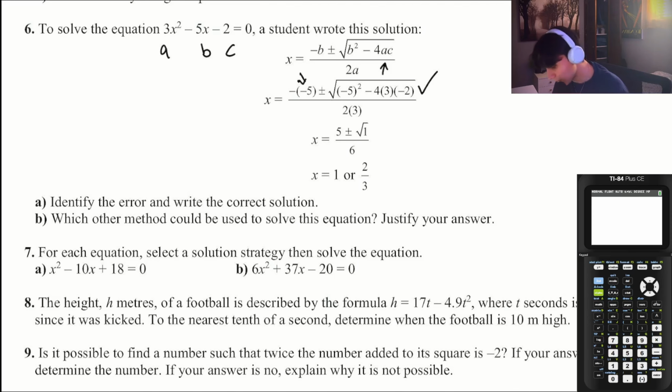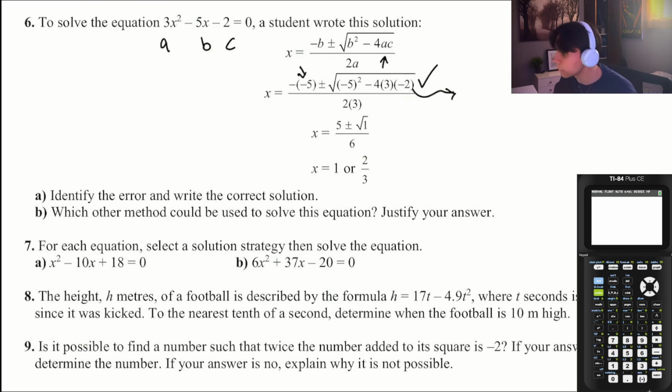So let's see where they went wrong. I think it might be in this step here. So they simplified the 5 correctly, simplified the denominator correctly, but did they simplify the root correctly? Let's plug all of these values into our calculator to see if we're getting the same thing. So square root of -5 squared minus 4 times 3 times -2. That gives us 7. So they did this part wrong. So this step is the incorrect step.